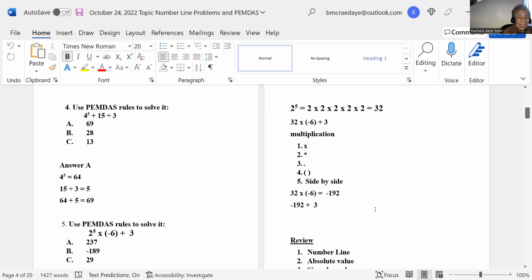Sorry. That's okay. What do you get? 192 subtract 3 is 189. And what would be the sign? The bigger number has the negative, so it would be negative 189. Oh my God, I got that one wrong. And what's the answer? I get 29. Yes, but what will the answer be? What choice?